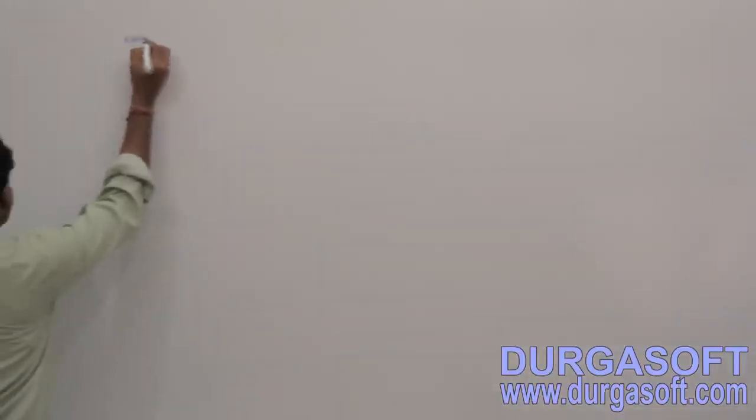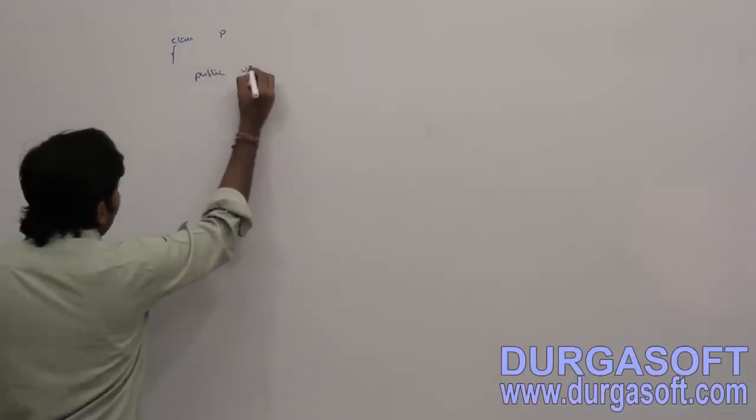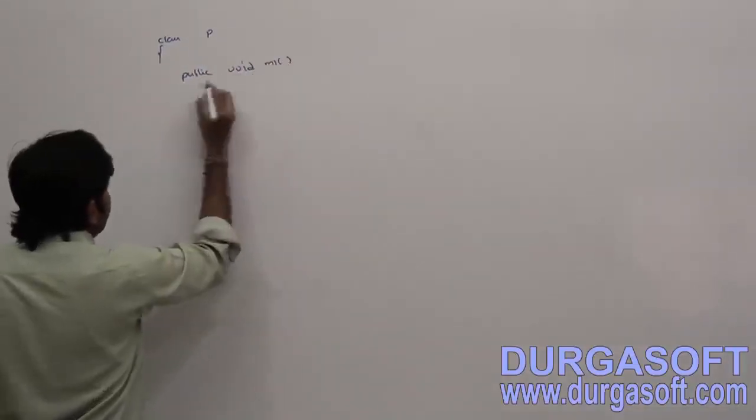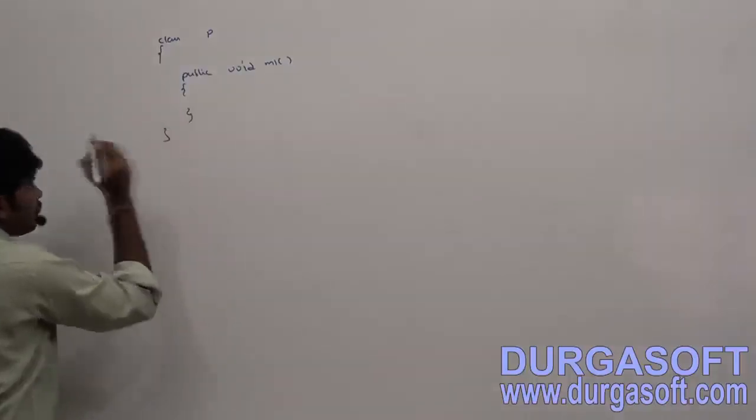While overriding, we can't reduce the scope of access modifier. Just remember the rule. The people who want to know the internal reason, who can think, just listen for a few minutes. Here, see this one. Sir, I have one class P, with a public void M1 method.